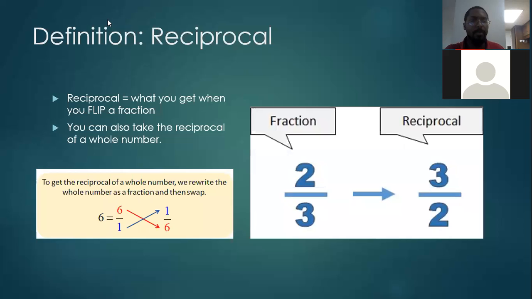And we'll talk some more about that when we get to the idea of opposite versus reciprocal stuff. But that's just what a reciprocal is. It's not a super complicated concept. All you have to do is just flip it over. That's what reciprocal means. When you flip a fraction, you get a reciprocal. All right.